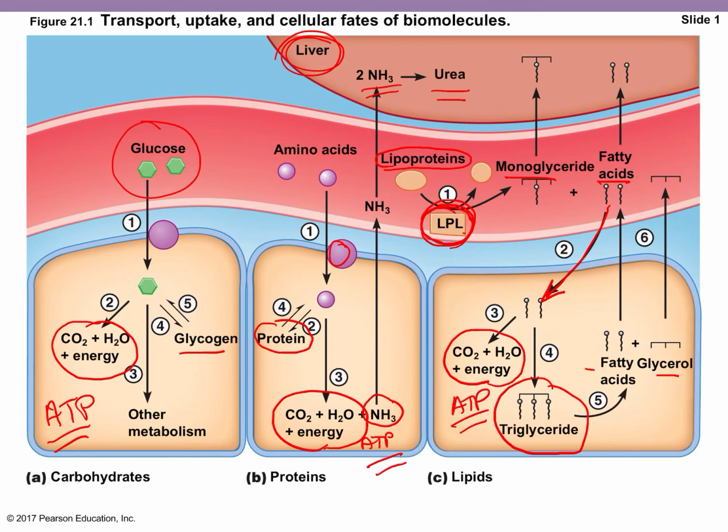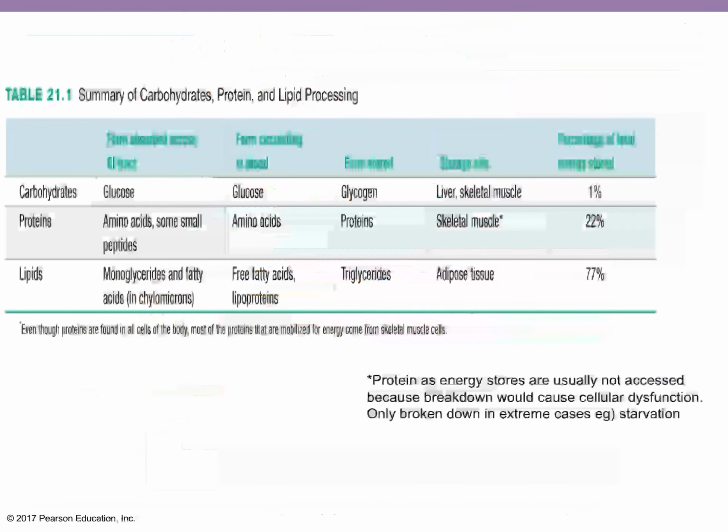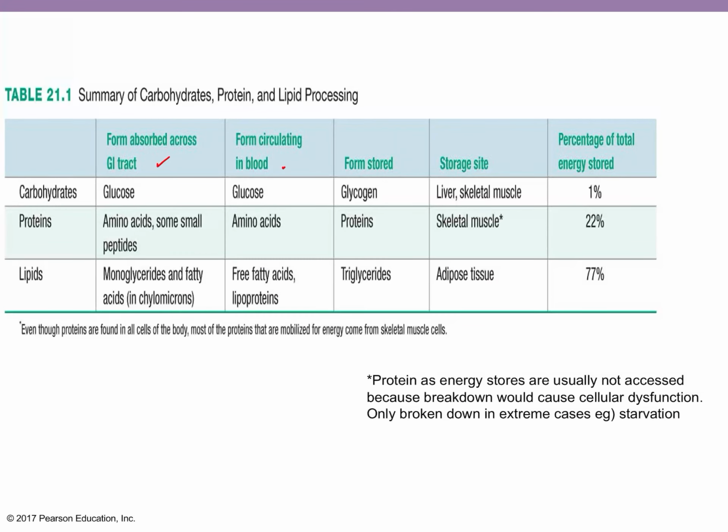So let's take a look at the energy balance here. This is what I was talking about a little bit. This is a table of your carbohydrate, protein, and lipid processing. How they are absorbed from the GI tract, how they are found in the bloodstream, how they are stored, right? So carbohydrates: we know that glucose is stored as glycogen, primarily in the liver and the skeletal muscle. But out of the total percentage of our body's stored energy, glycogen is only a very, very small amount, 1%.